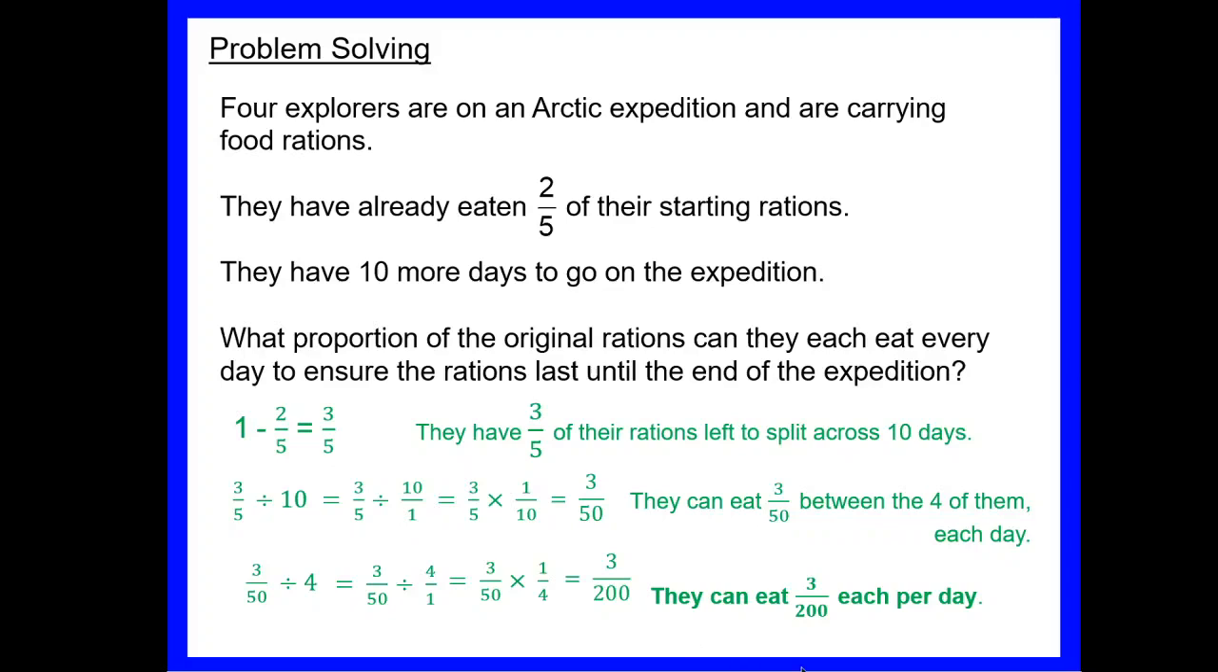So what does that mean to us? Well, that means they need to share their rations into 200 equal pieces, and each person takes 3 of those to eat each day. Perhaps not very much food to last this expedition.